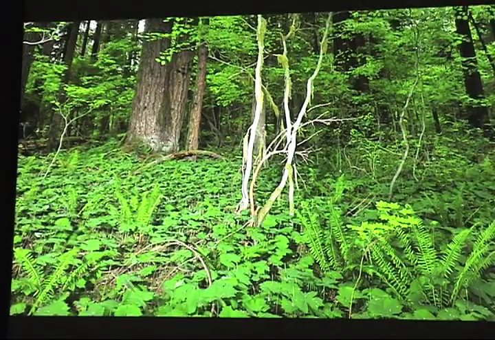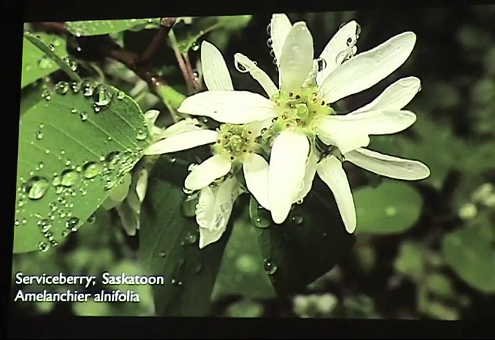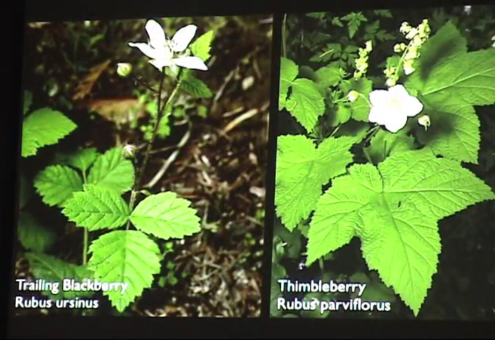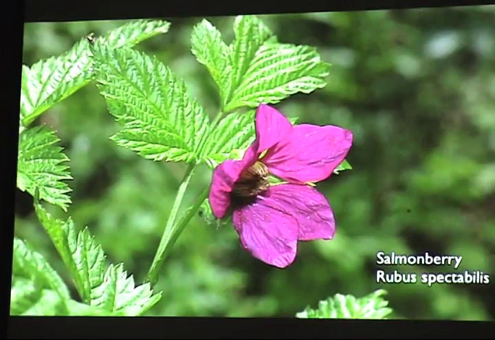Again, back to the forest floor and that intermediate level of foliage. Here's serviceberry, a shrub, low tree, beautiful flowers in the spring. Trailing blackberry, of course, this time of the season and later. Thimbleberry in moister places, and particularly in moist places. Salmonberry. Again, it's a deciduous plant, and it particularly likes it where there's moisture near stream edges.